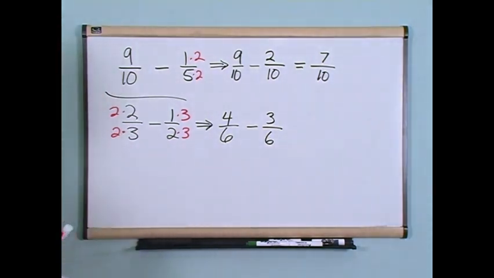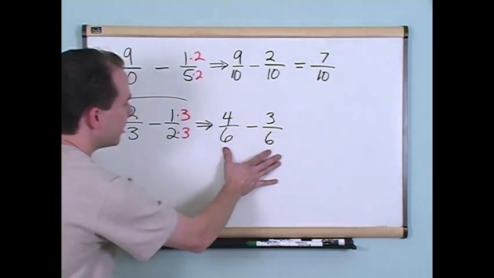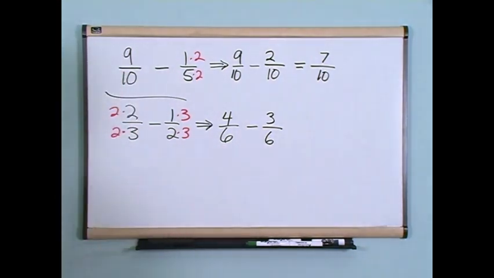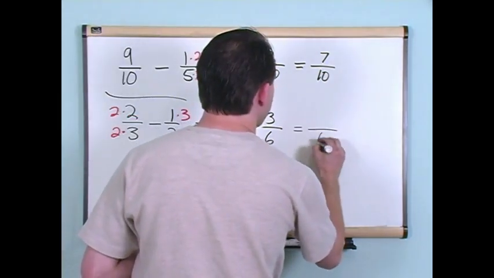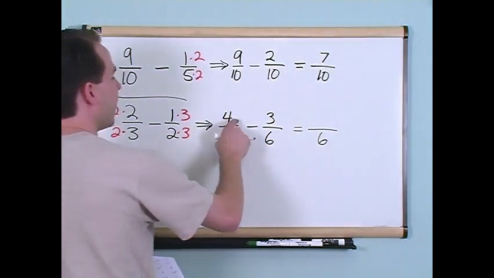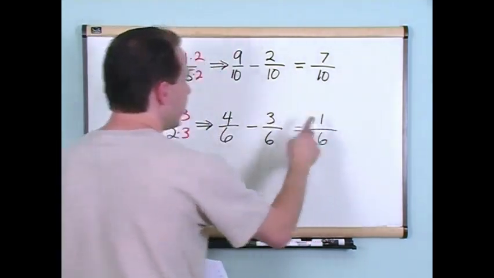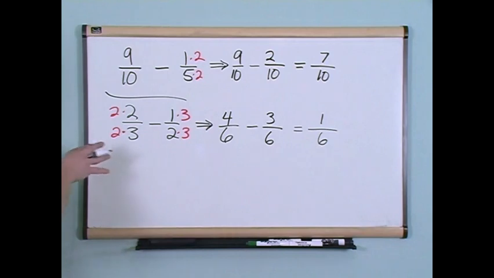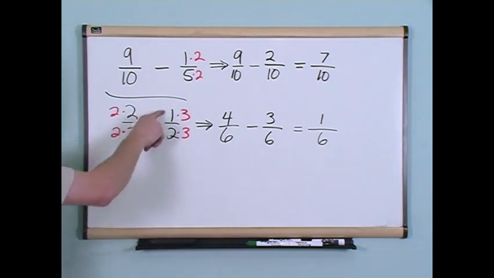Now look at what I've done. I have the same common denominator, and I can go ahead and finish the problem. Okay, so let's go ahead and do that. In the bottom you have a 6. In the top you have 4 minus 3 gives you 1. So that's the answer.